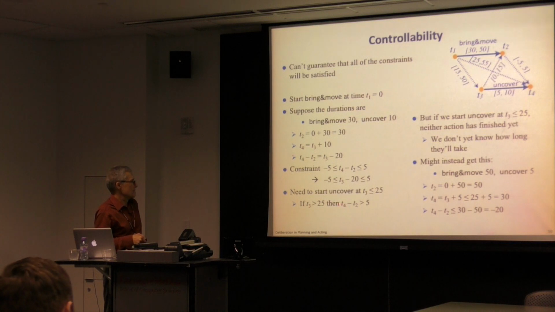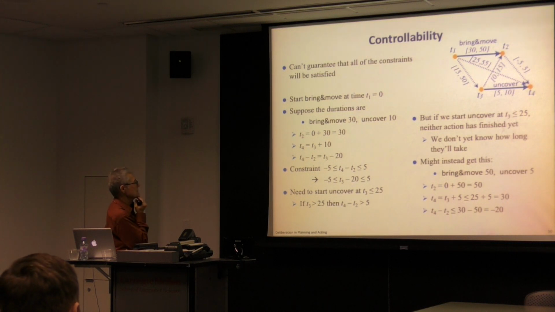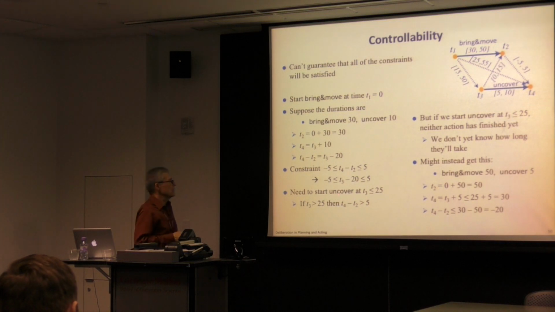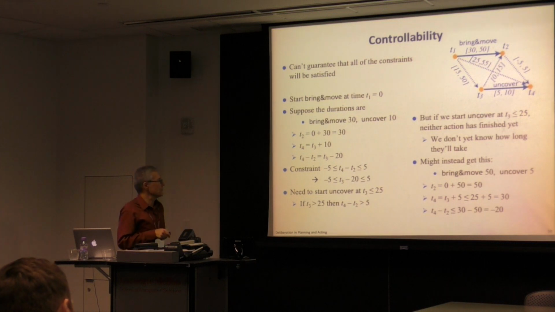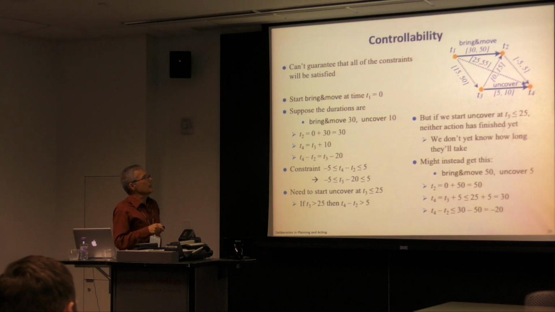Okay, it's just dealing with half of the inequality. We need to start this thing before time 25. The reason is that if we started at time, say, 30, and if this takes 10 seconds, then it's going to end 10 seconds after this thing did, because this thing ended at time 30. All right?